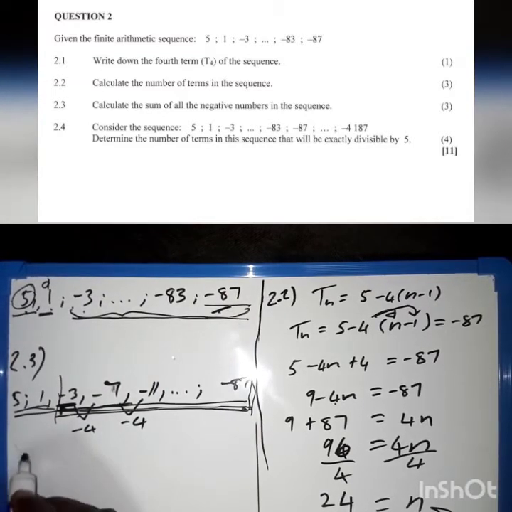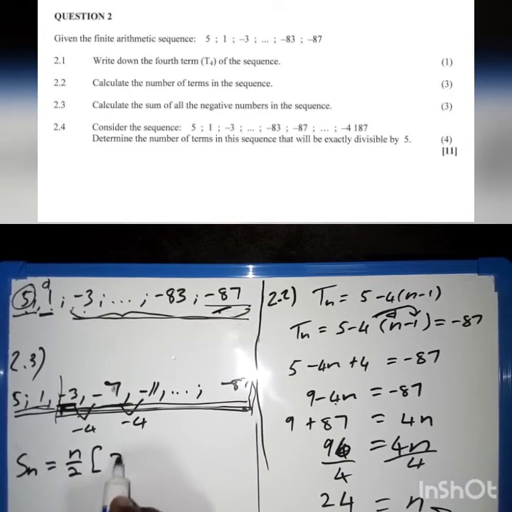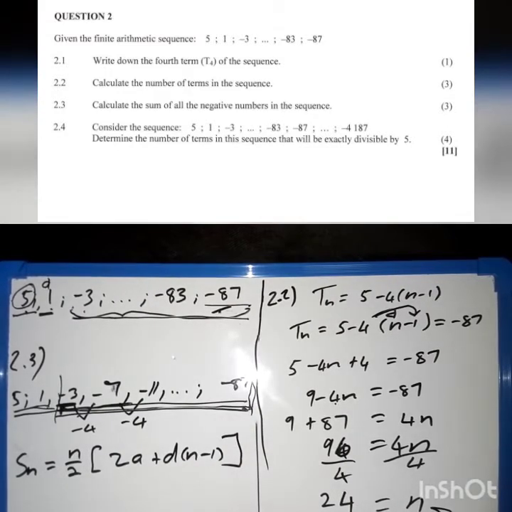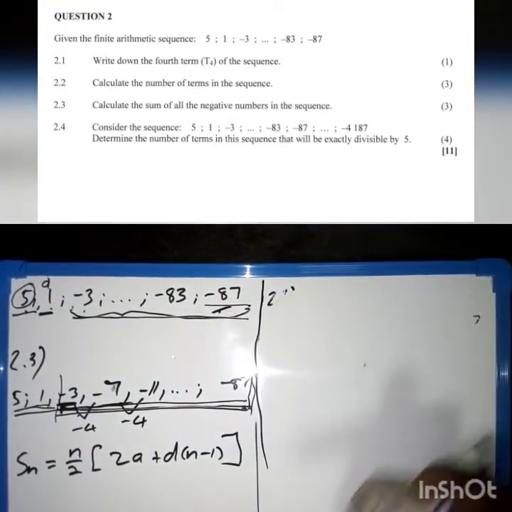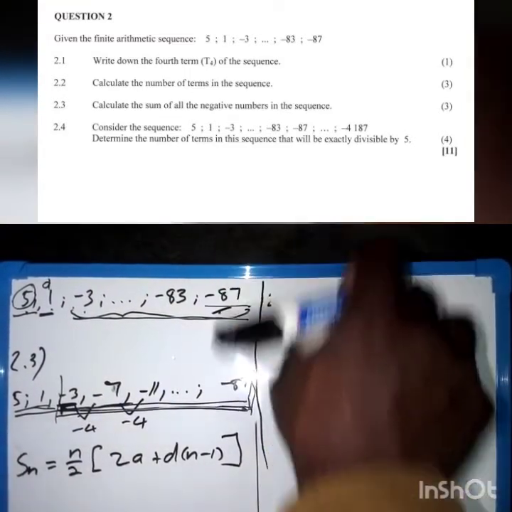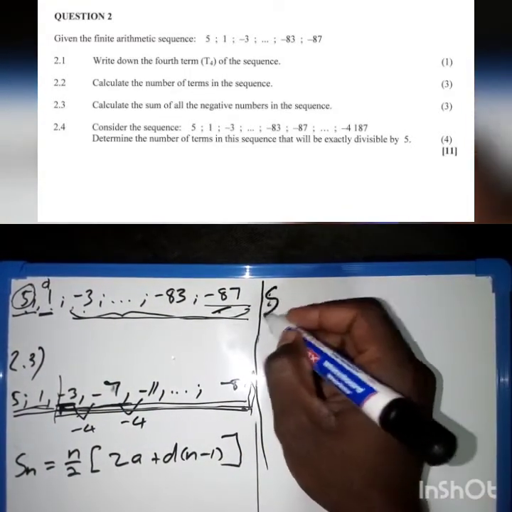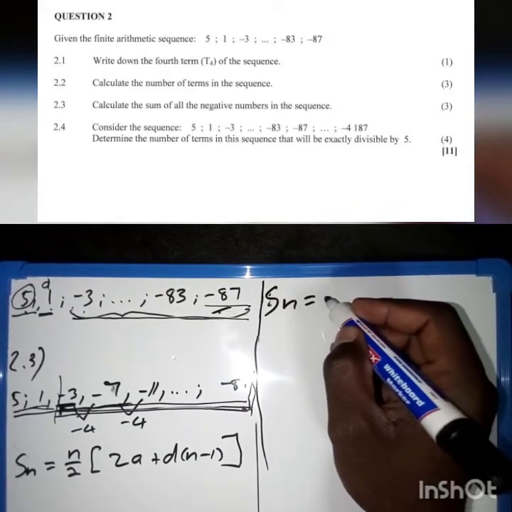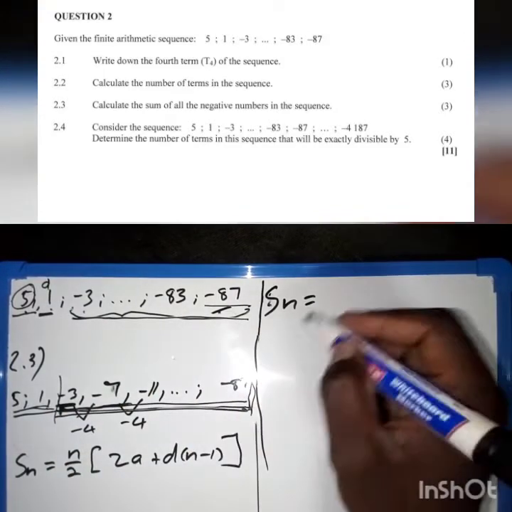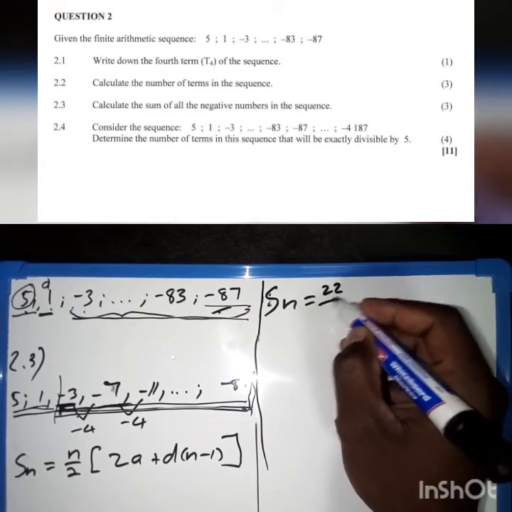So Sn is equal to n over 2 times 2a plus d times n minus 1. This is your formula for the series, for the summation. So I'm going to continue this side. Sn will be equal to, how many terms do I have? I have 22 now. So it will be 22 over 2.